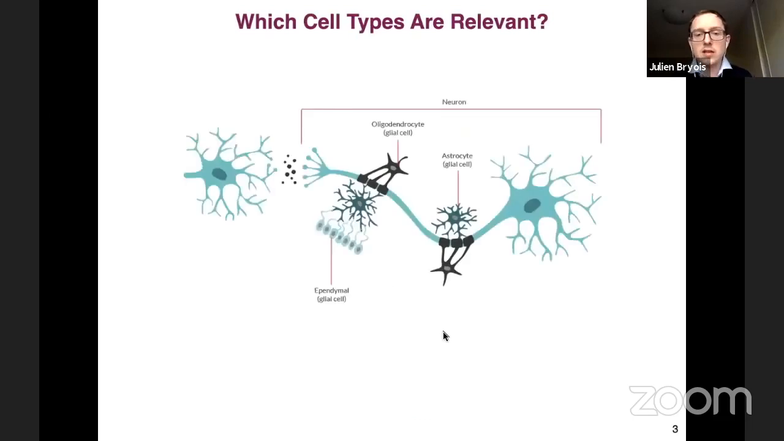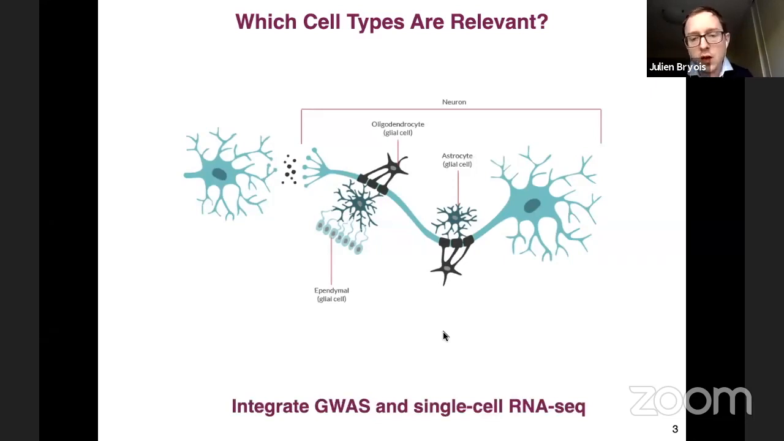As you know, the brain is a very complex tissue with lots of different cell types. You have neurons, oligodendrocytes, astrocytes, vascular cells, microglia, and within those broad categories of cell types, you can have different types of excitatory neurons or inhibitory neurons. Our strategy to find out which cell types are relevant to complex brain traits has been to integrate GWAS summary statistics with single-cell RNA-seq.